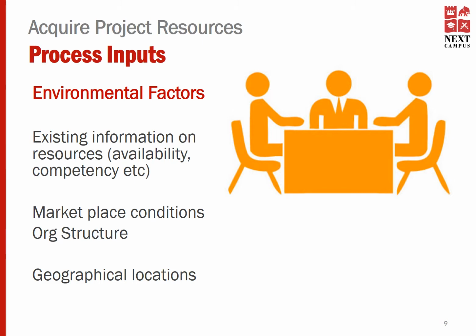The next type of process input that we are going to discuss is environmental factors. Existing information on resources, availability, competency, etc. will need to be considered as an input for deciding and acquiring project resources. What are the marketplace conditions and organization structure? What are the geographical locations considered for the project? All these things play a crucial role in designing the project resources.